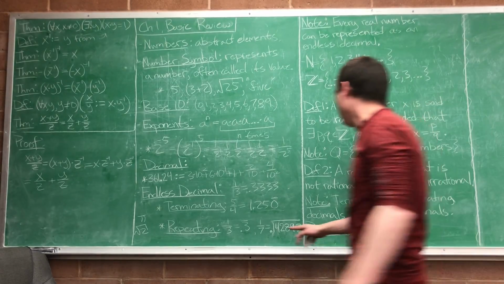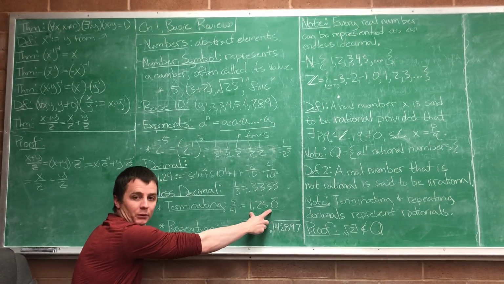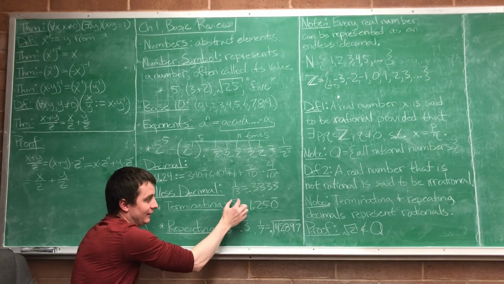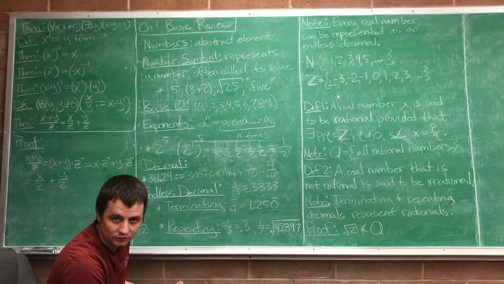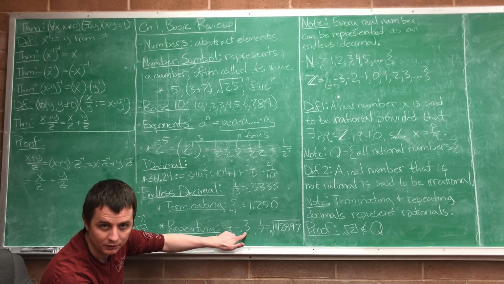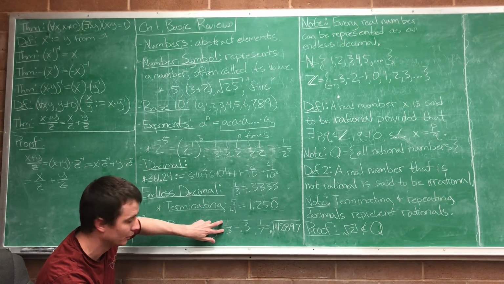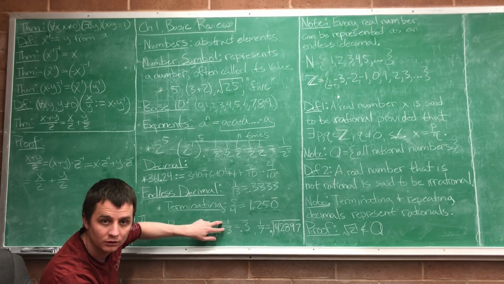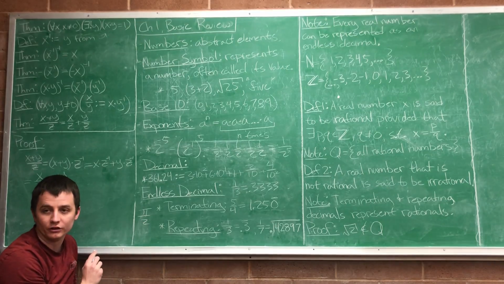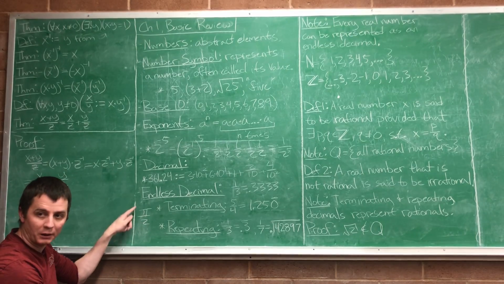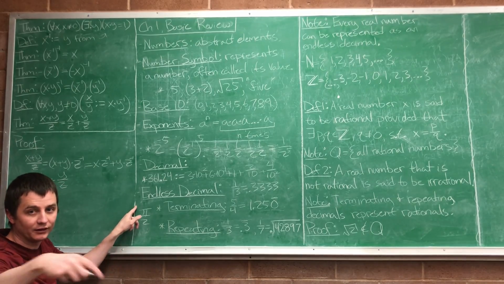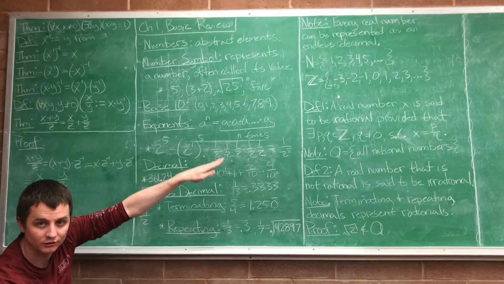So 1.25 is a rational number. How do I know? Because I can represent it as 5 over 4. Since I can represent this as an integer over an integer, it's rational. 0.333 going on forever is a rational number, because I can represent that as 1 over 3, where both those are integers. Pi halves is not a rational number. That is not an integer over an integer. Pi is not an integer. It's 3.14159 going on forever. It's not in the set of integers. This is not rational.